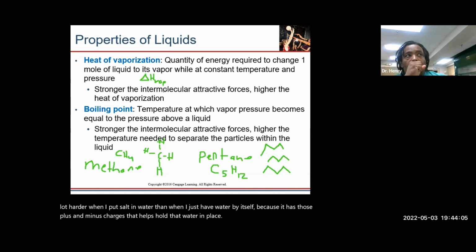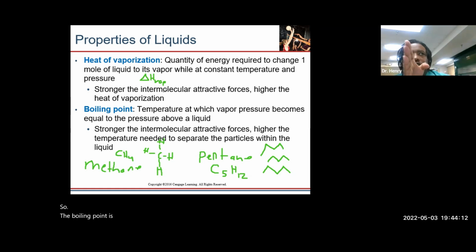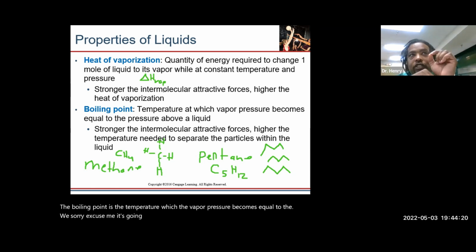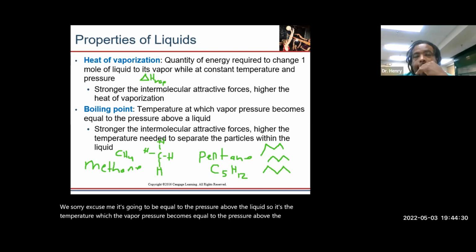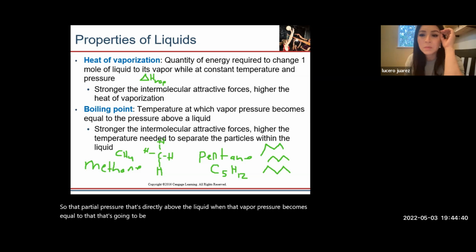Okay. So the boiling point is the temperature at which the vapor pressure becomes equal to the pressure above the liquid. So that partial pressure directly above the liquid, when the vapor pressure becomes equal to that, that's the temperature where you're going to get boiling.